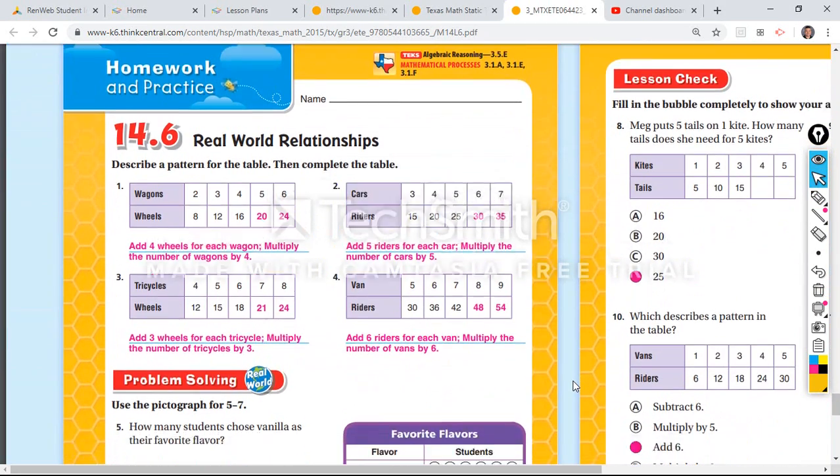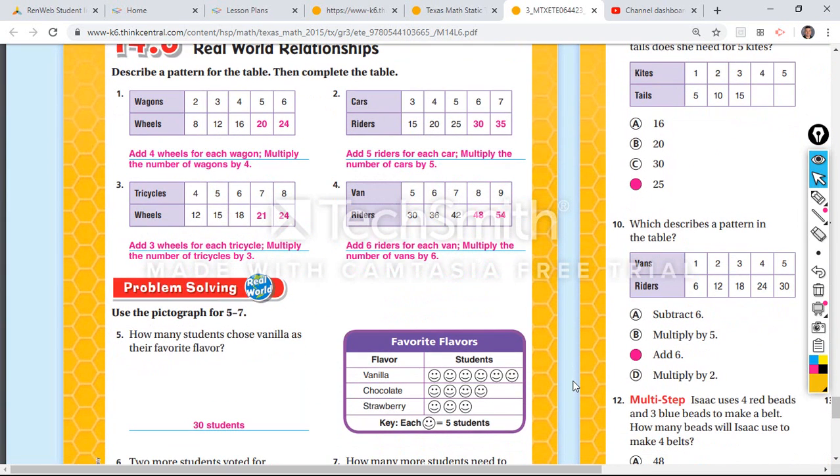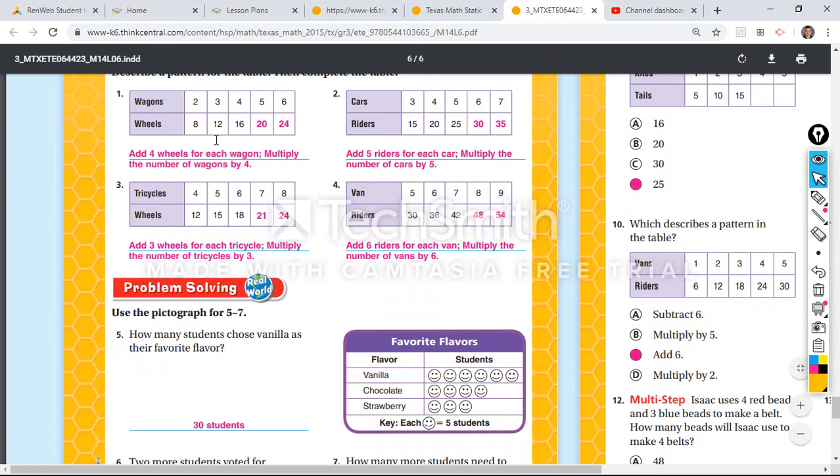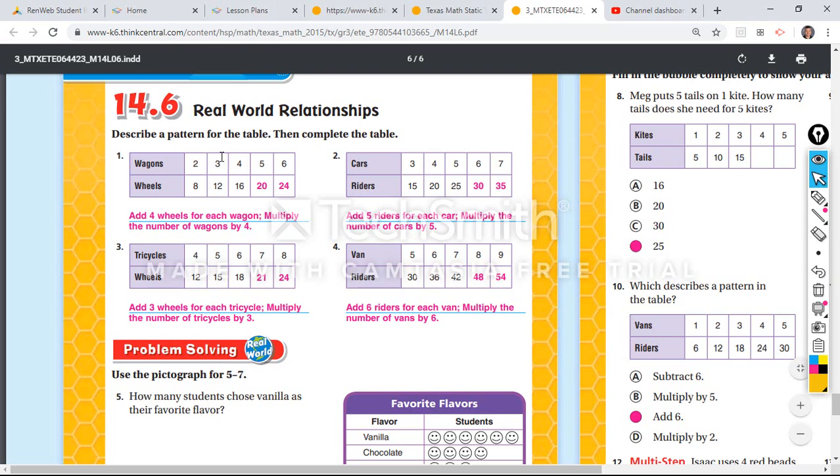Okay, let's take a look at the next one and see how you did. If we take a look at this one, we're looking at 2, 8, 3, 12, 4, 16. So what are they doing? They're adding 4 wheels for each wagon, or multiply the number of wagons by 4.